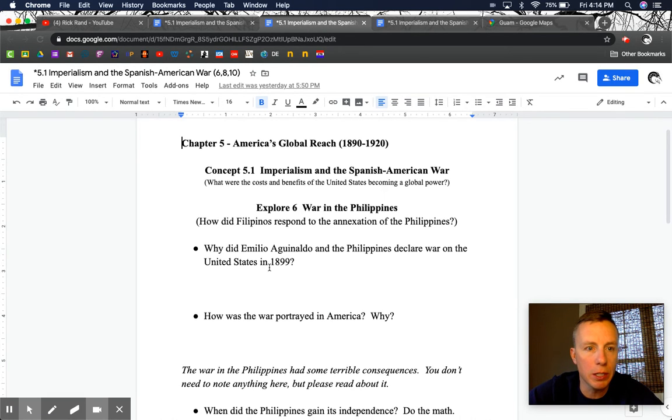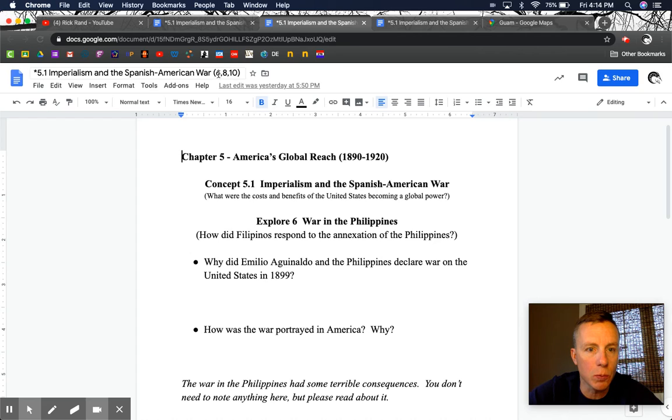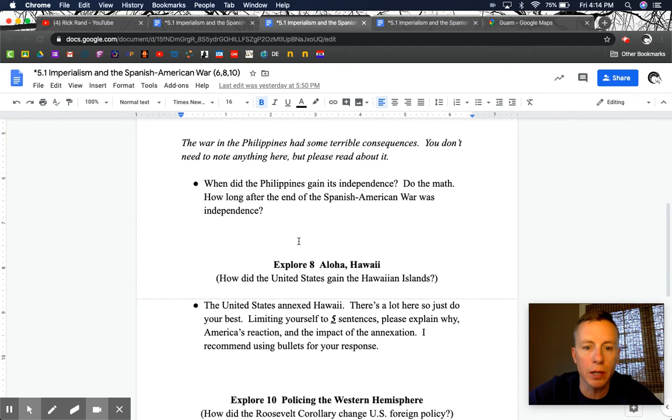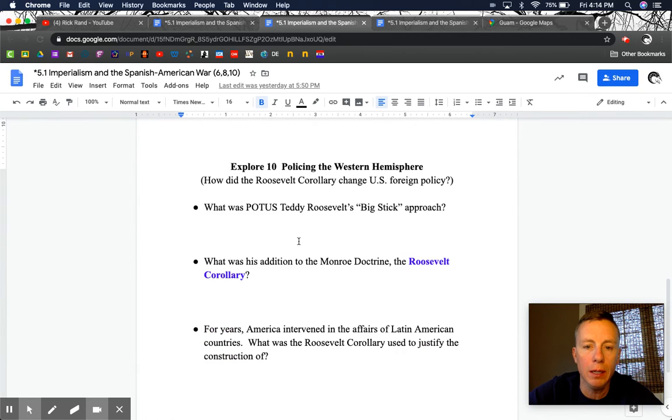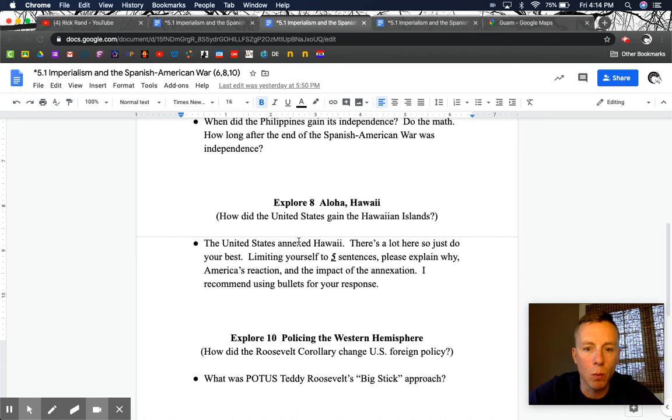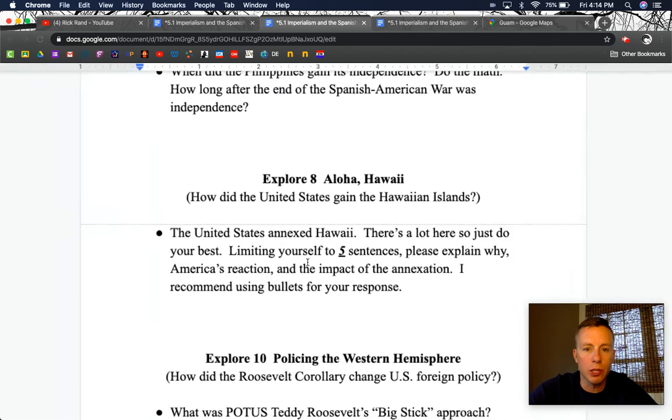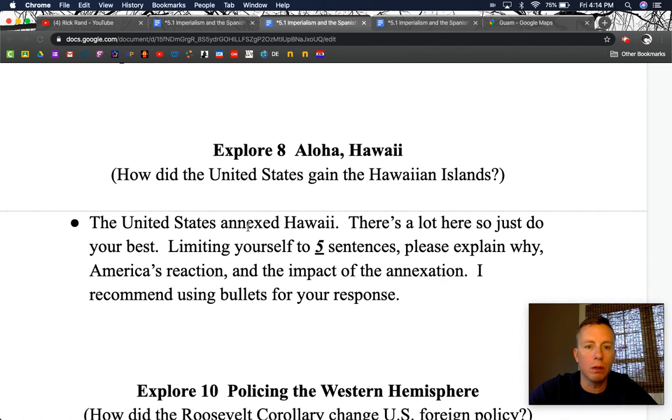There's a lot on this, but I want you to limit yourself to 5 sentences. Please explain why we annexed Hawaii, what America's reaction to it was, and 3, what was the impact of the annexation? If you're interested, quick little preview. No, I shouldn't do this because you can pause and go back to it.